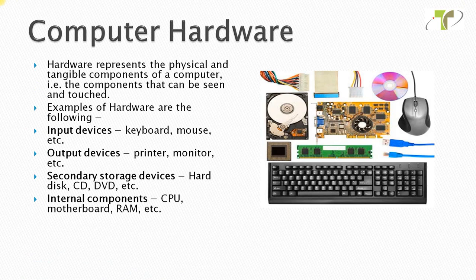Computer hardware is a physical device which makes up your system unit. These are your parts which you can feel and touch. This is the computer hardware. So hardware represents the physical and tangible components of the computer. Components, you can say parts, peripherals, anything, whatever word you feel comfortable with.